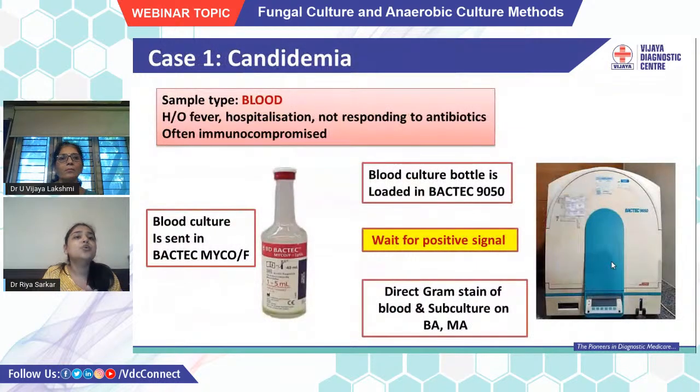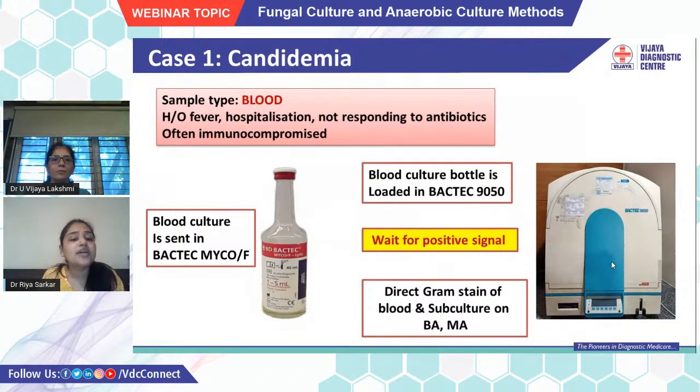Now, I would like to talk about certain fungal pathogens which we have diagnosed in our laboratory. I would like to give the history as much as possible. Let's start with the case of Candidemia. Such cases often come from patients who have fever, are hospitalized, neutropenic, and not responding to antibiotics. Sample types most commonly are blood.